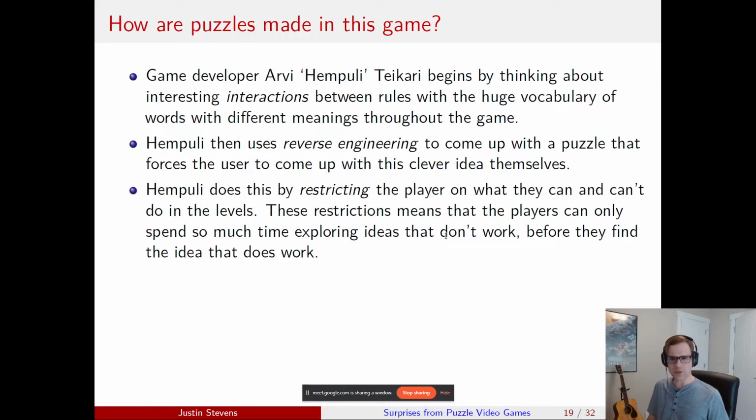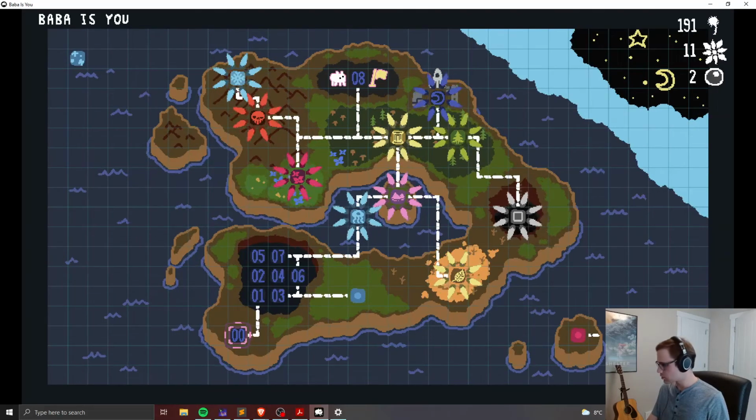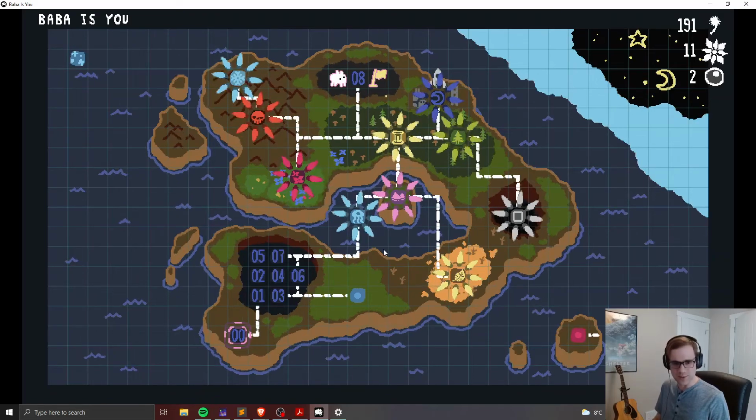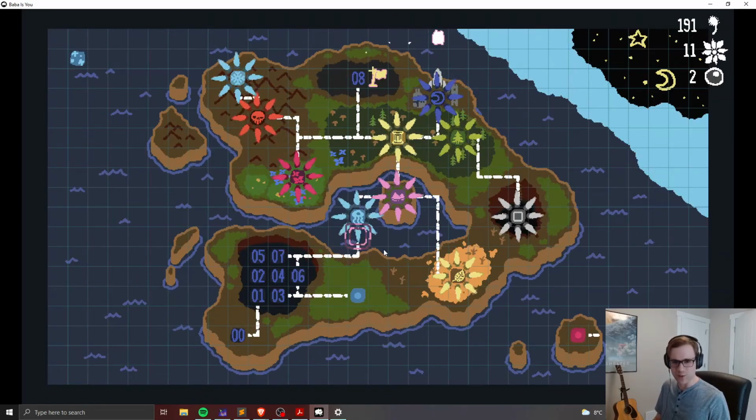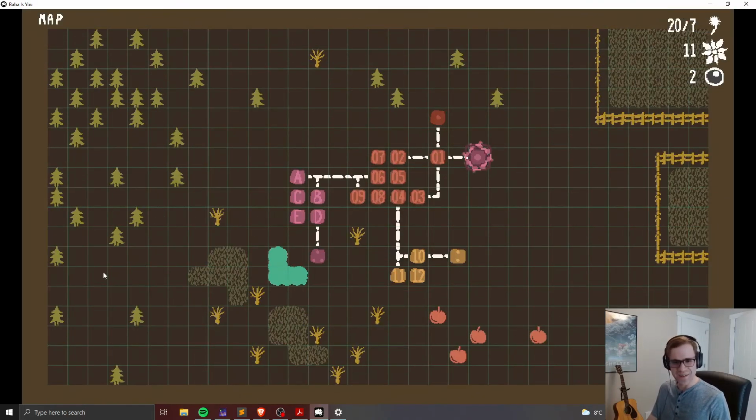And he does this by restricting the player on what they can and can't do within the levels. And these restrictions basically mean that the player can only spend so much time exploring ideas that don't work before they find ideas that do work. And to demonstrate this, I'm actually going to go back to the game really quick and show one of my absolute favorite puzzles. I'm trying to keep this as spoiler-free as possible in case anyone decides to pick this up at some point.